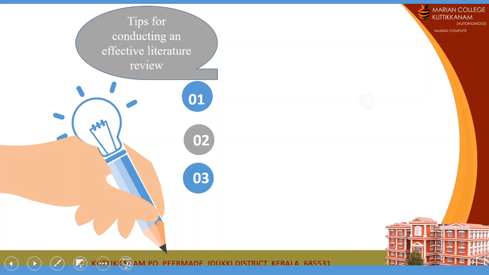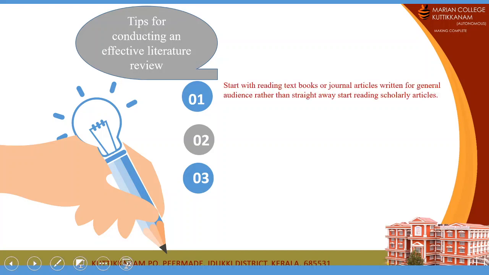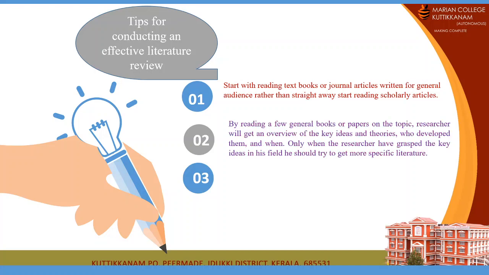Tip number 1. Of course, the topic of the research study is the starting point for identifying the relevant literature. So you can start by reading a textbook or journal article written for a general audience, rather than straight away reading a scholarly article. This will give the researcher a good foundation and background knowledge to understand what is discussed in a scholarly article.